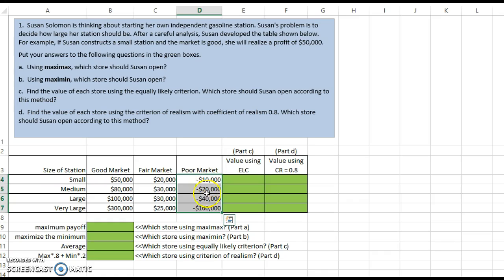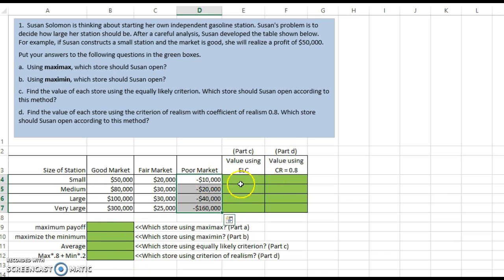So what number of this gives us the maximum return of these minimum numbers? So we're taking the pessimistic view. We're going to look at all the bad numbers and get the best one out of those.